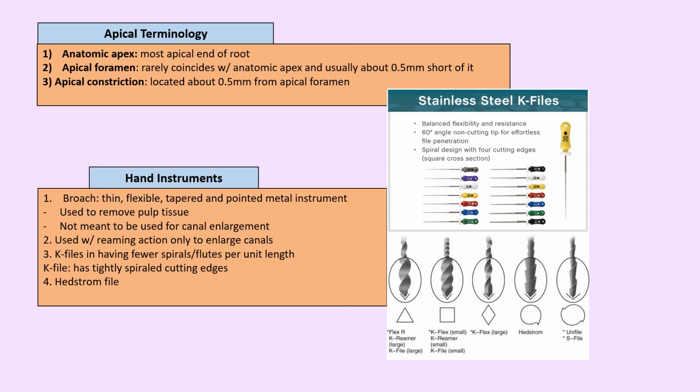Then you have the reamers. Reamers are different from the files in a way that reamers have fewer flutes as compared to files, and reamers can only be used for clockwise, counterclockwise action, while files can be used both in the filing action and the reaming action. Then you have the H file, which is called the Christmas tree file, with the intersecting cones we have.